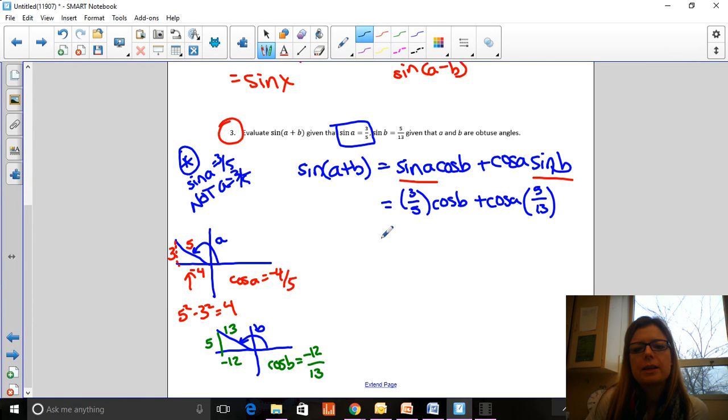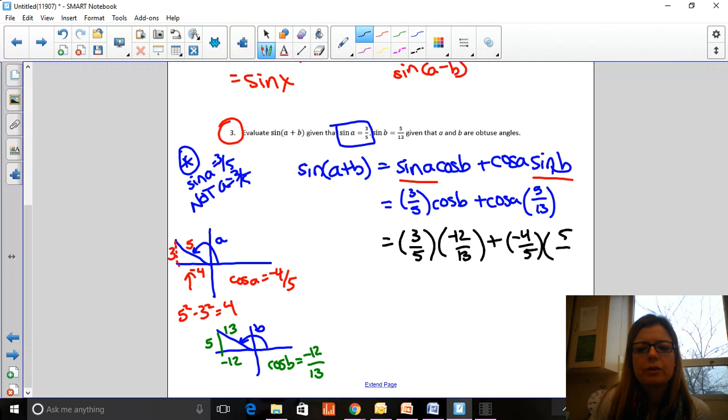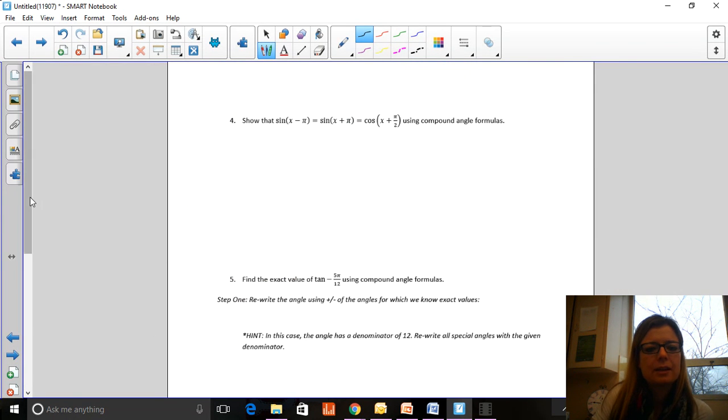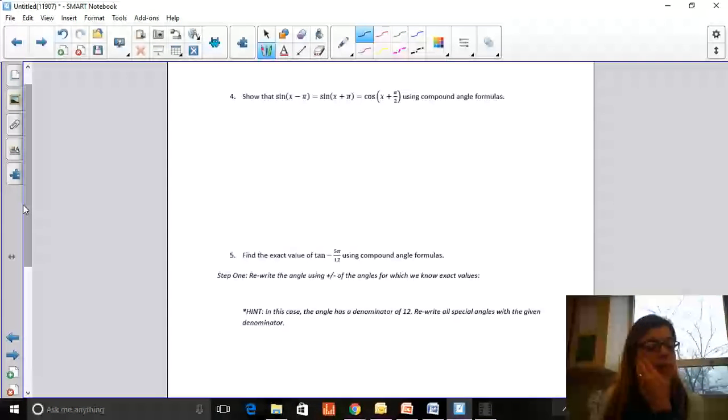Okay, so now you just sub those values in over here and use your fraction knowledge. So 3 over 5 times negative 12 over 13 plus negative 4 over 5 times 5 over 13. And using your amazing fraction skills, because they don't scare you anymore, you can come up with this is minus 56 divided by 65, an exact value. So there you go.